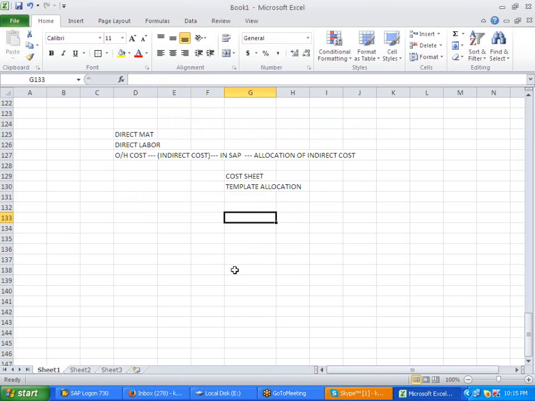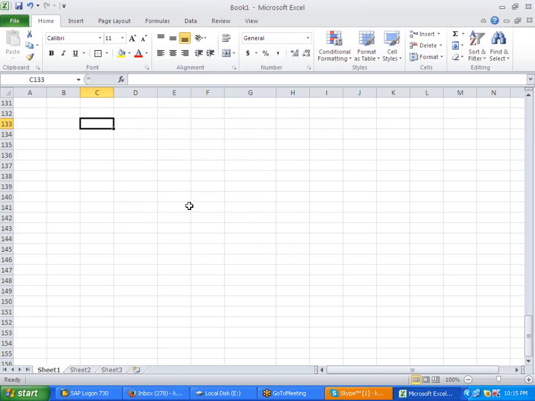Now let us try to derive one cost. Let's say I want to manufacture one particular product, FGX, one piece. In order to manufacture this one piece, I need raw material X, I need raw material Y.